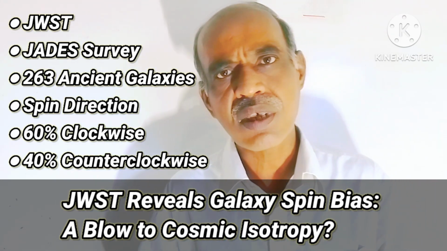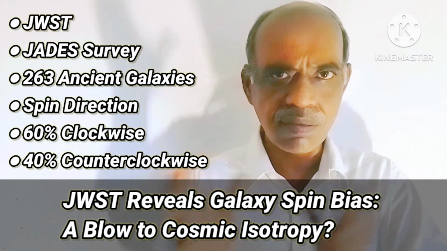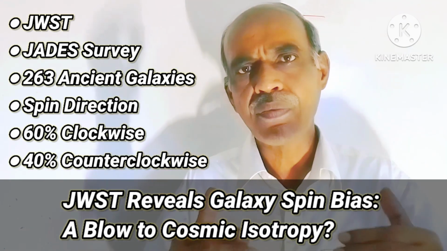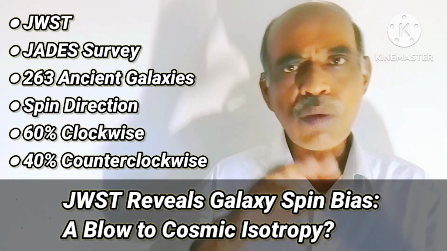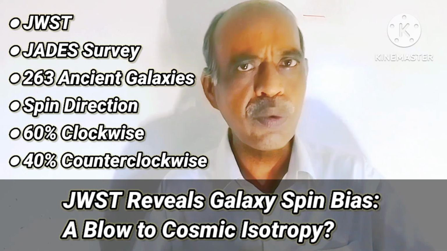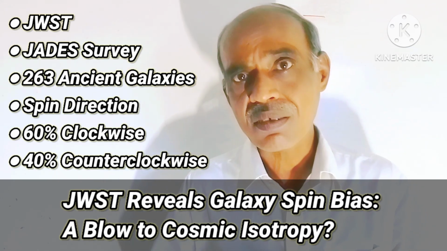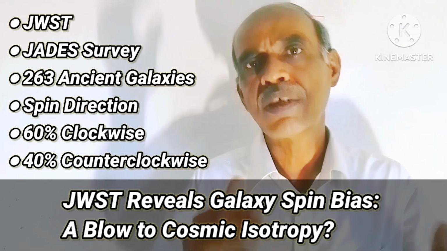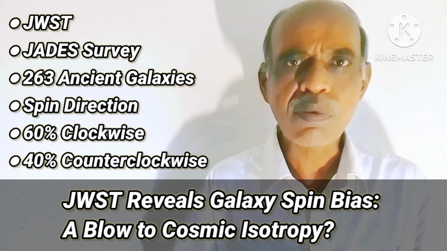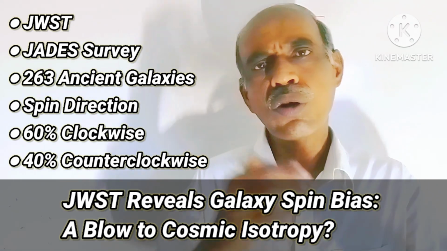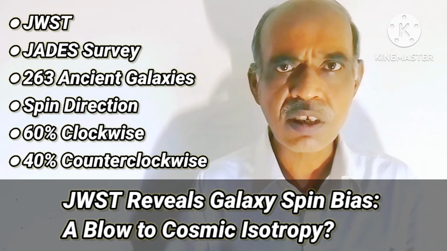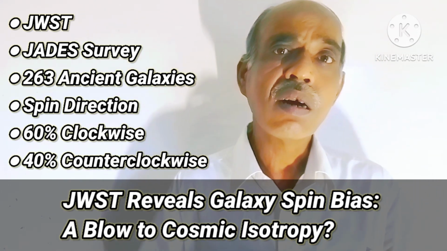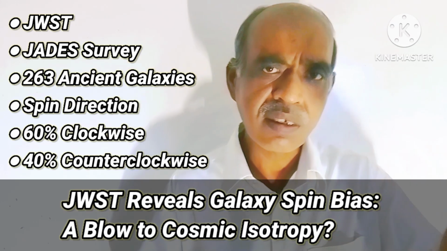One more interpretation: our own galaxy, the Milky Way, is rotating, and we are observing everything from Earth. So since our own galaxy is rotating, there is a chance of misinterpretation of the spin directions of those ancient galaxies that we see from Earth. This was the third interpretation.